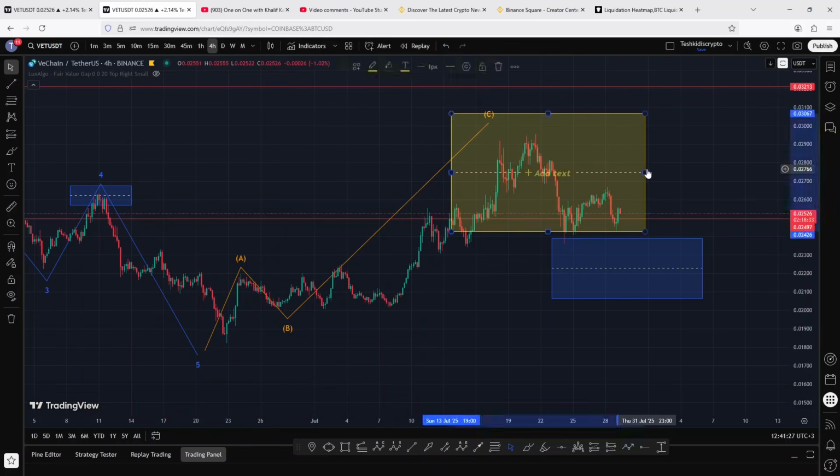And in that ABC corrective structure, we also managed to get into the minimum target areas highlighted on the charts using that yellow target area between the 0.02426 and the 0.03067, an area that is now giving us a rejection to the downside.